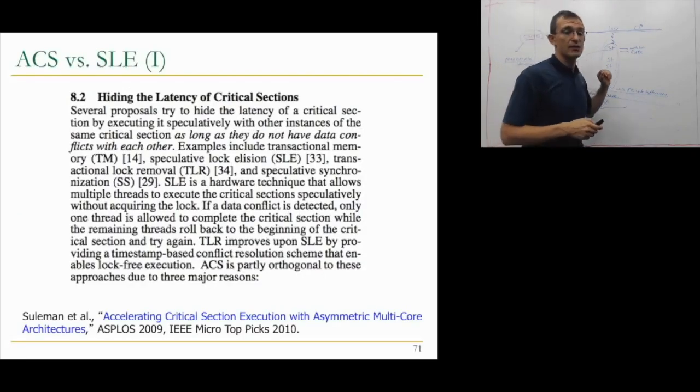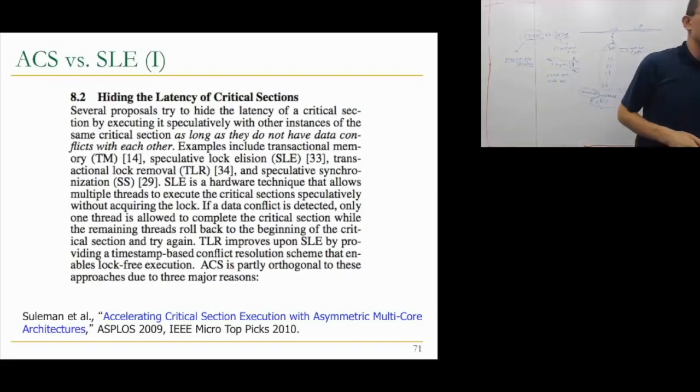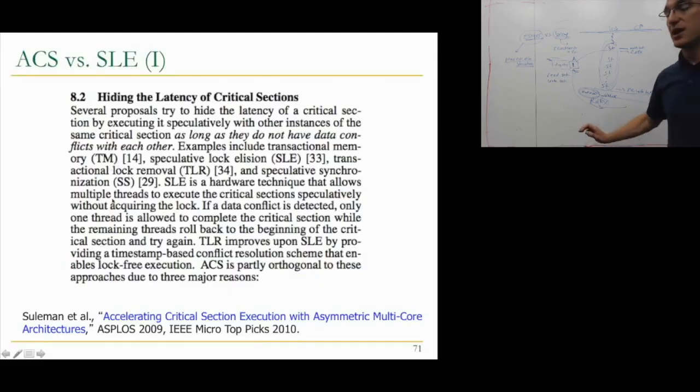And some of these conceptual advantages and disadvantages are actually talked about over here. Basically, this is section 8.2 from Suleman et al.'s Accelerated Critical Section Execution with Asymmetric Multicore Architectures paper, which you read, and I'd encourage you to look at it again. Basically, it compares ACS to transactional memory, speculative lock elision, transactional lock removal, and speculative synchronization. And these are approaches to parallelizing critical sections, synchronization constructs.